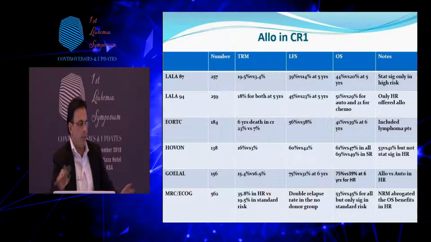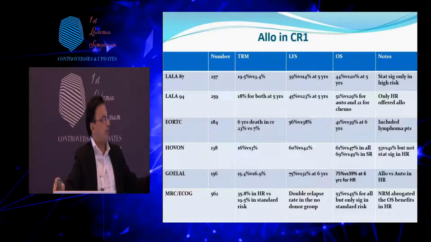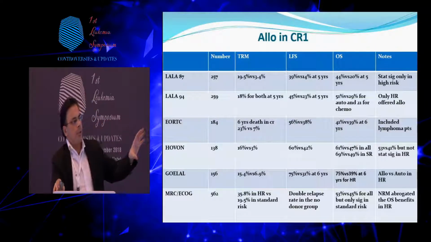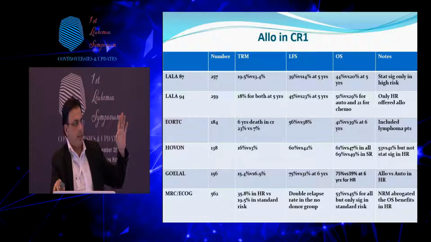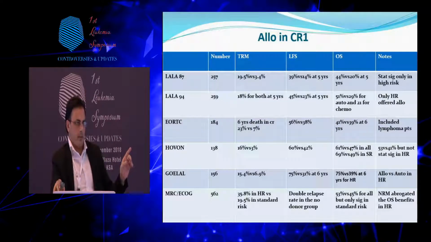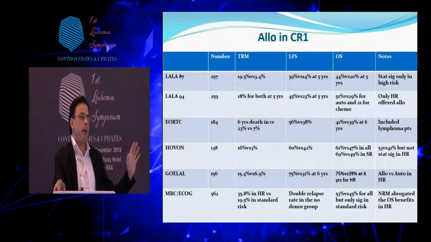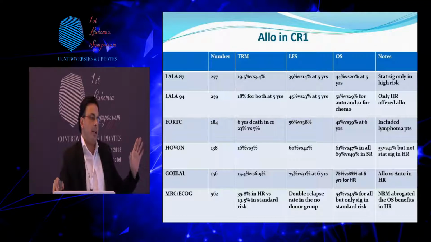So basically what we can take from this table is that leukemia-free survival is much better with transplant across all trials, regardless of the risk. Leukemia-free survival is better. TRM is higher with transplant. And if the TRM is in the range of 25% and above, you lose whatever benefit you got from controlling the leukemia relapse. So you end up with no benefit.